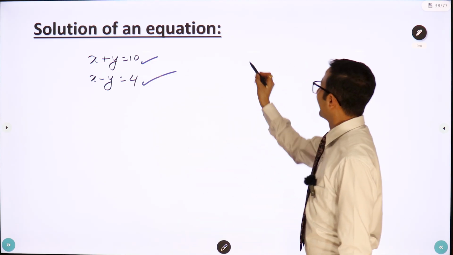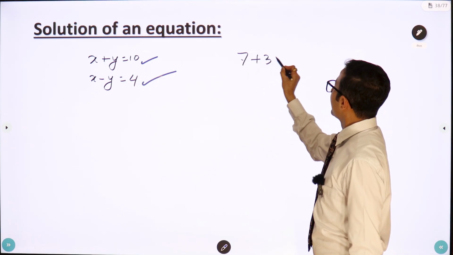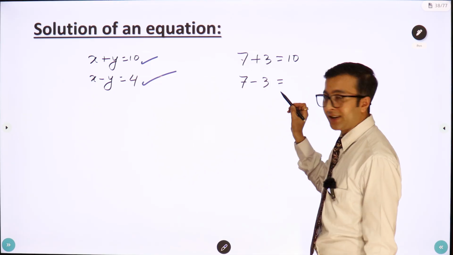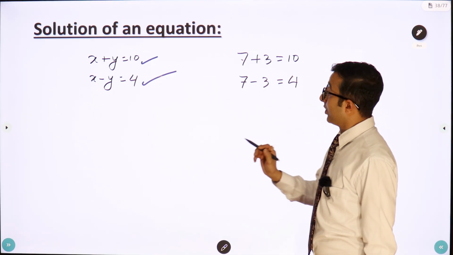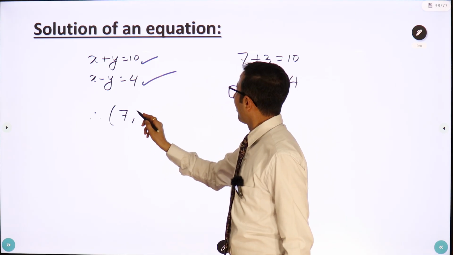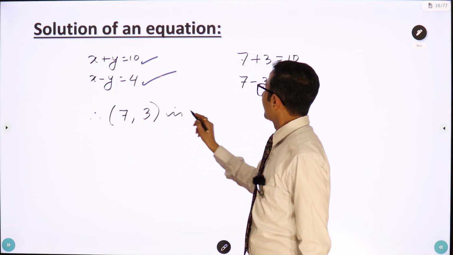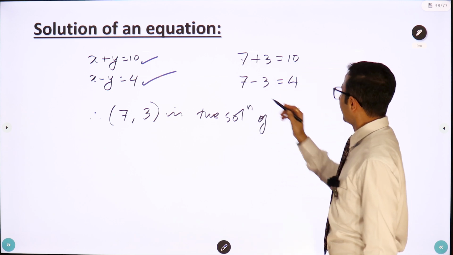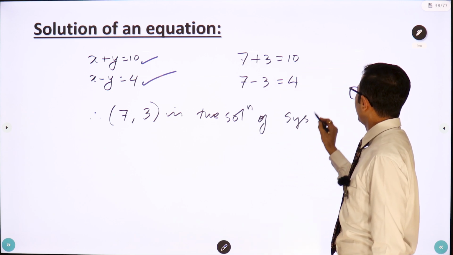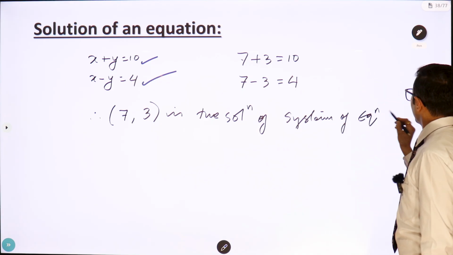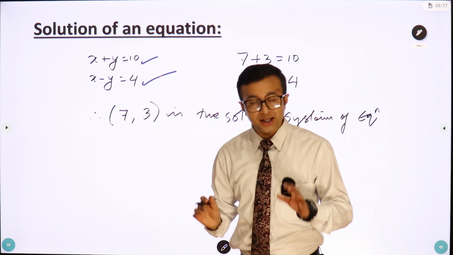7 and 3. 7 plus 3 gives us 10 and 7 minus 3 gives us 4. So what can we say? Therefore, 7 comma 3 is the solution of the given system of linear equations. So this is the concept of solution of an equation.